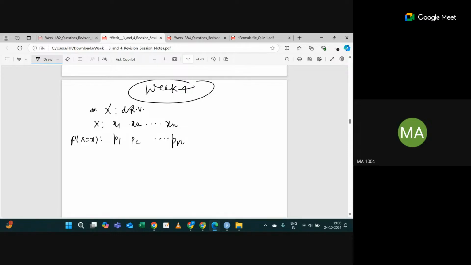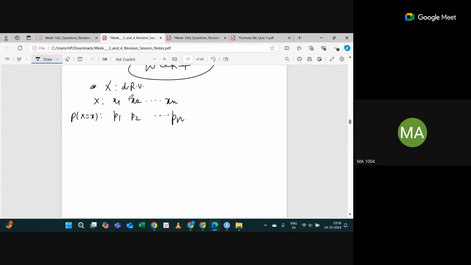So in week 4, the major concept is about PDF and all. I'm not going into the depth part, which we have already discussed in the open session, but I will give you the flavor of the questions and how to solve them. Suppose x is a discrete random variable with this PMF. You know the properties of a valid PMF: all the probabilities should be greater than or equal to 0, and the addition of all the probabilities should be equal to 1.